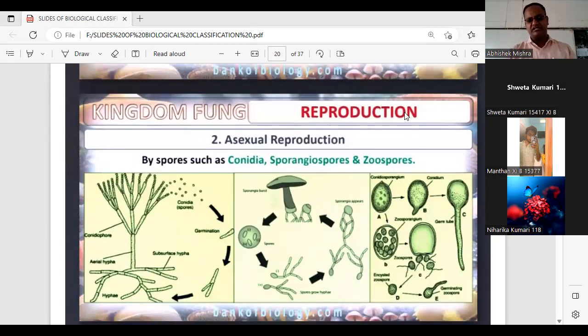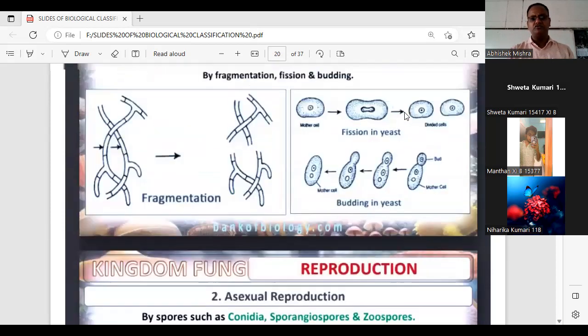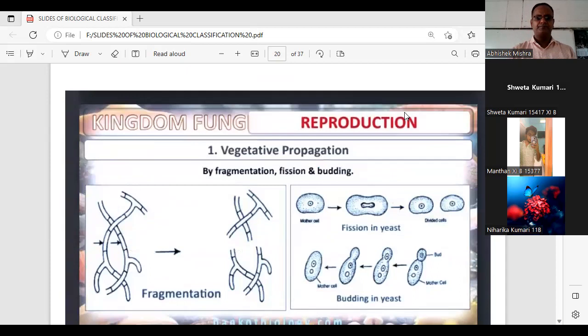Now you tell me, anyone having any doubts till this? We started with the kingdom Protista, the dinoflagellates, and then we did the kingdom fungi.